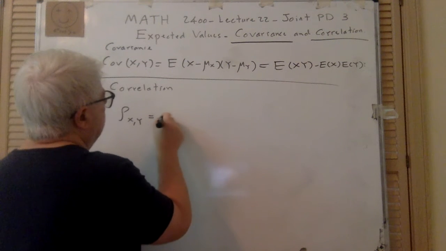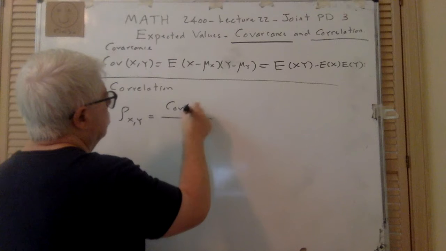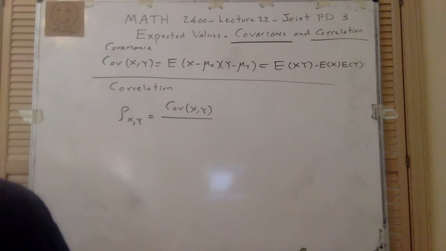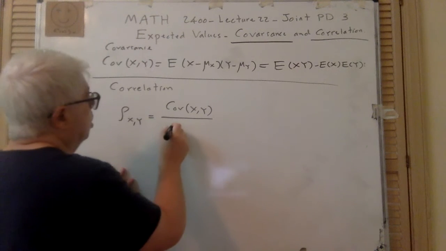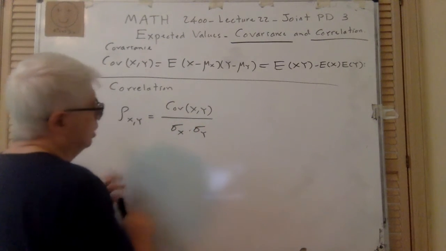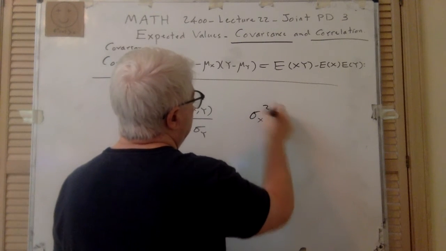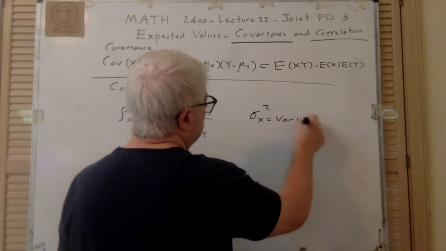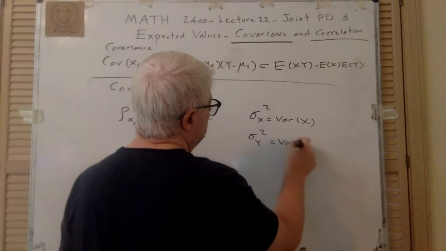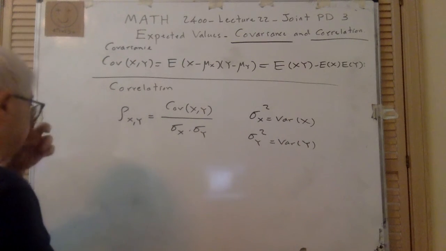So that is, in fact, covariance of xy divided by, the book uses a sigma, sigma x, sigma y. And sigma x squared is the variance of x, and sigma y squared is the variance of y. Okay, so that's correlation.